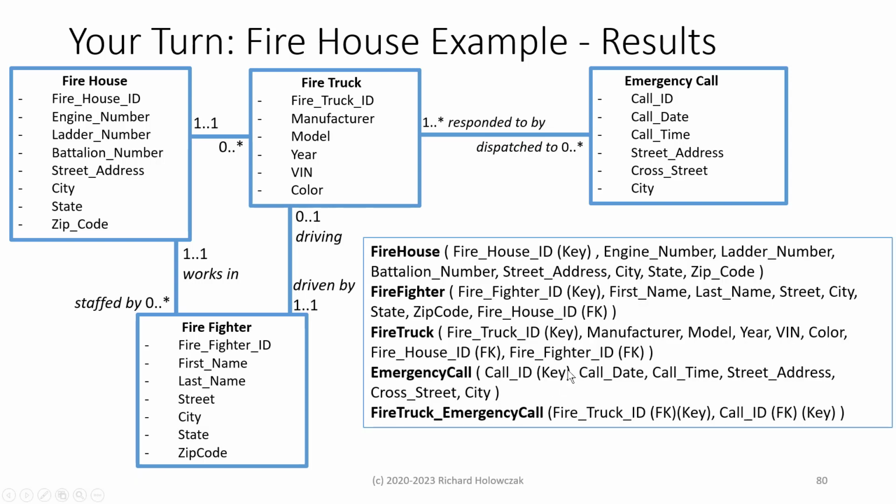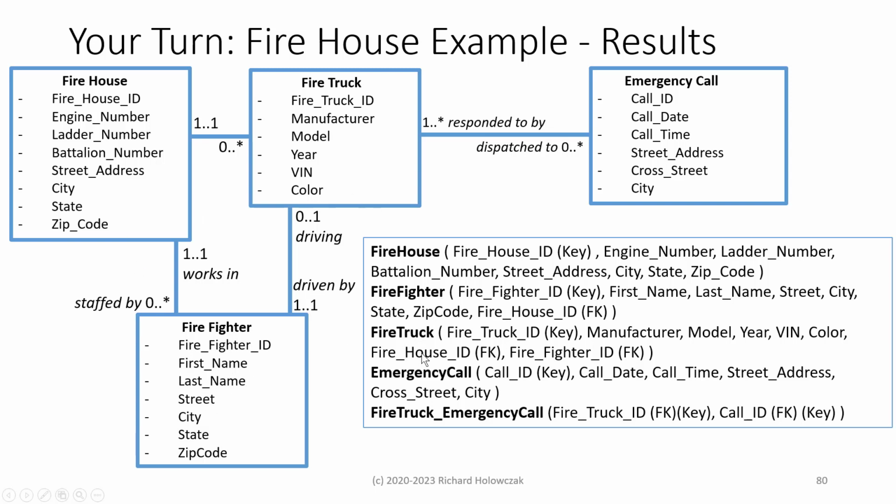Okay, here it is. It's a little messy looking, but I think I've got everything in one place. Firehouse is exactly as it was before with the firehouse ID. We next converted firefighter, and we can see that firefighter ID is the key and firehouse ID is the foreign key. Because of the one-to-many relationship, firehouse ID ends up in firefighter.